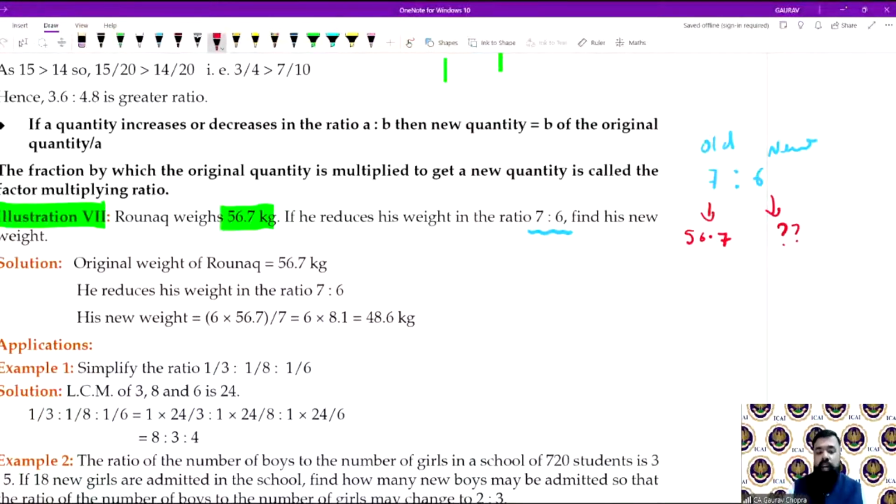We just have to do a simple calculation. This 56.7 denotes 7. If this denotes the 7 ratio, then what will be the value of 6? Simply multiply by 6. Just do the multiplication and check the result. So 48.6 kg, we are getting the final result.